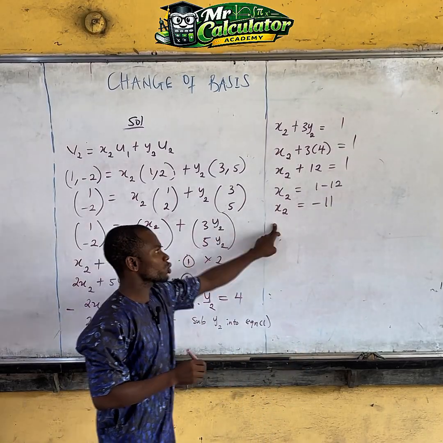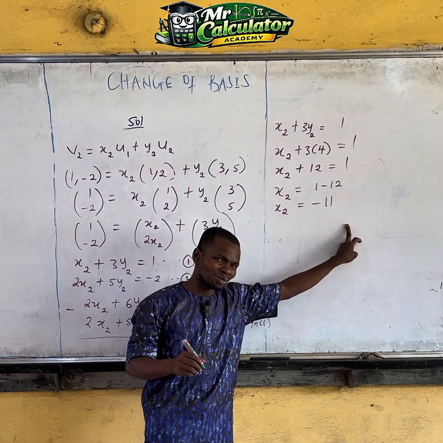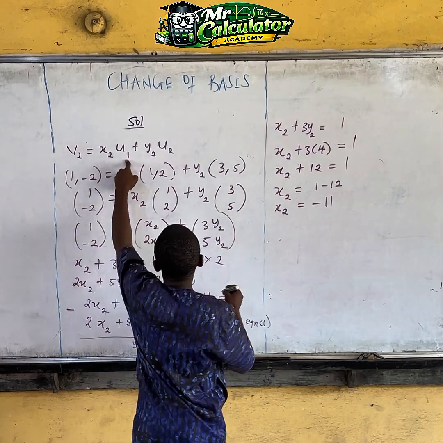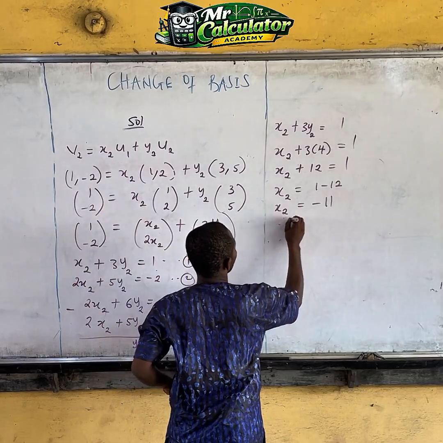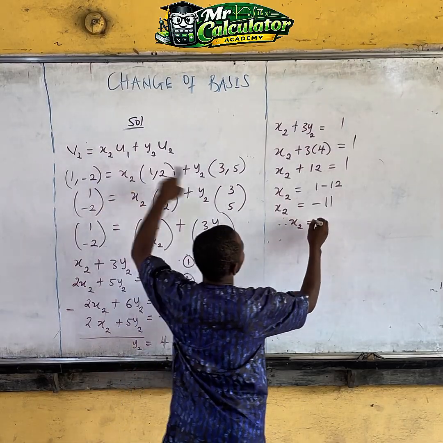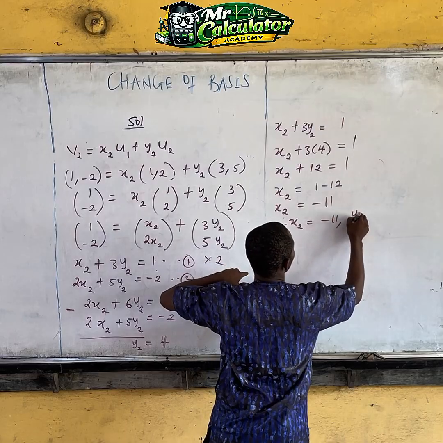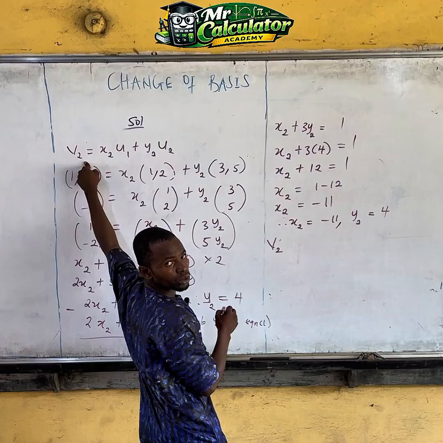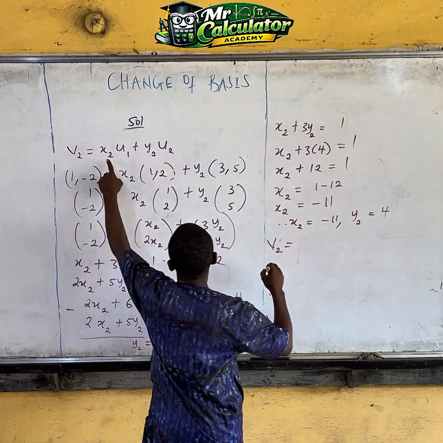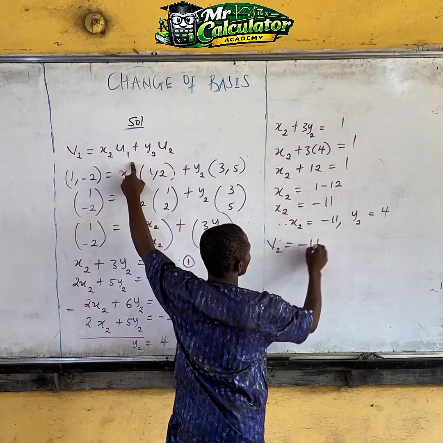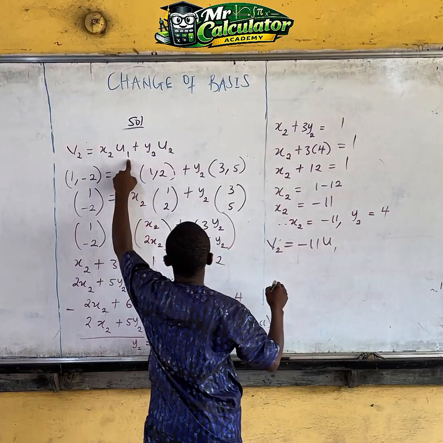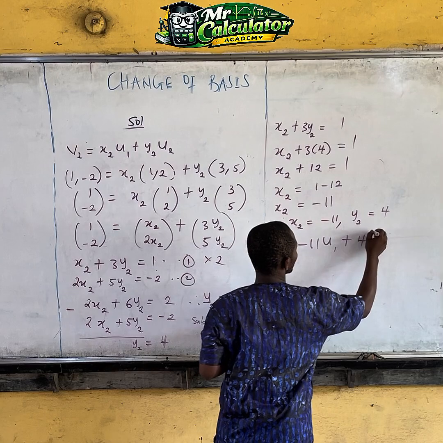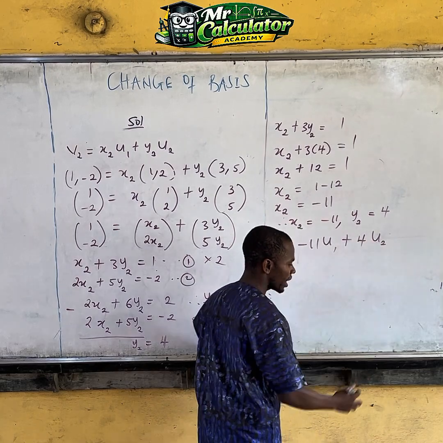Which means I've gotten my x2 as minus 11. Please don't forget, we want to write this as a linear combination. My x2 is minus 11 and my y2 is 4. So V2, making reference to this, will now be x2 times U1, which is minus 11 U1, plus y2 times U2, which is 4 U2. But I've not gotten my final answer.